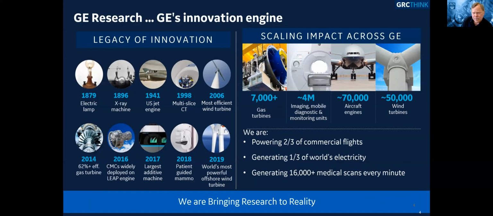So just a snippet of what all came about because of the Research Center. The Research Center is where we come up with the building blocks. It's the innovation engine for the company. So at the very start, we came up with the electric lamp. We then developed the first X-ray machine, and more recently, a lot of work with wind turbines.